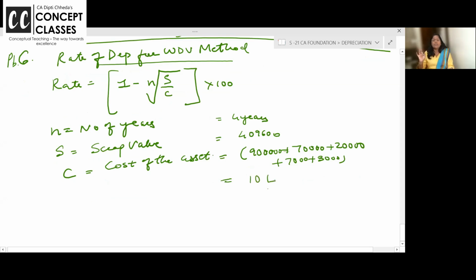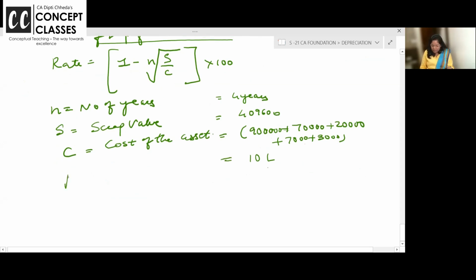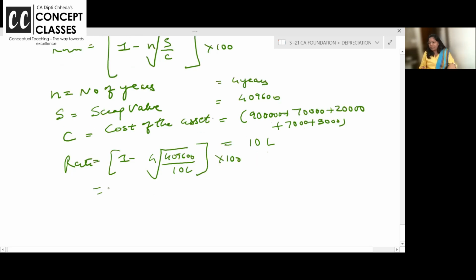Take your time, ask your doubts. 9 lakhs, 70, 20, 7 and 3. 10 lakhs. Now, what is the rate of depreciation? 1 minus, raised to the power 1 by 4, scrap value divided by cost. Cost is coming to 10 lakhs. I'm telling you, this is there in your syllabus I'm teaching. They'll give you the rate ready for the WDV, for sure. Don't worry. चलो साथ में करते हैं.